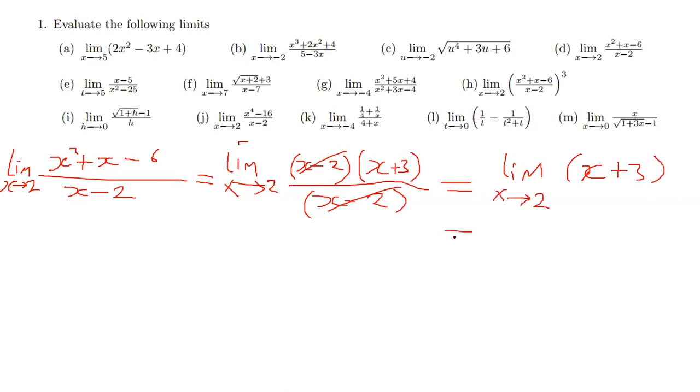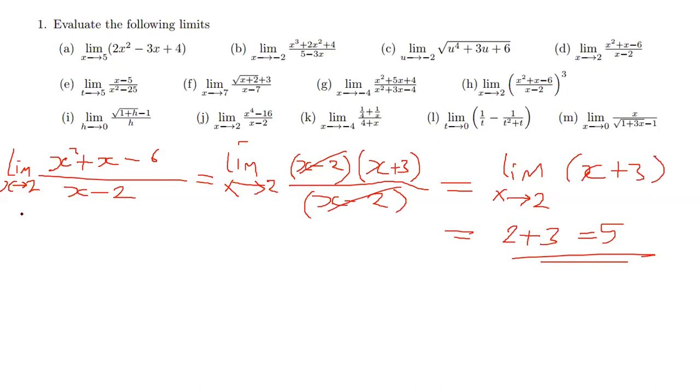So this now can be simplified. You can just put 2 there. You're going to have 2 plus 3, which gives you 5. So this is how simple these limits are.